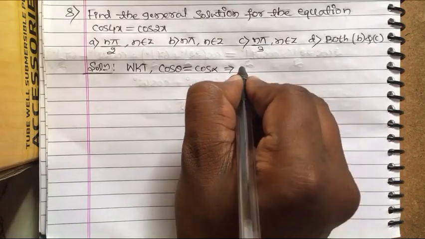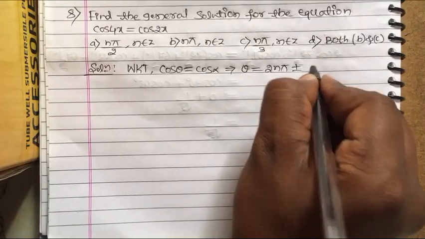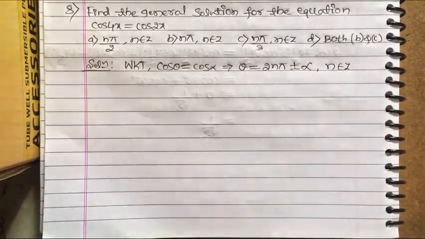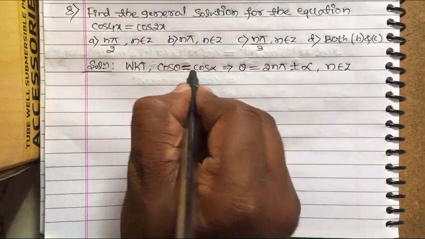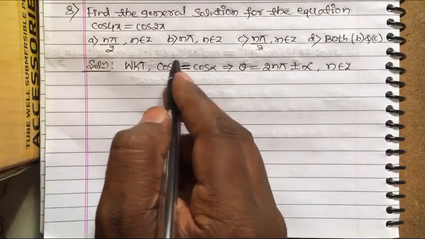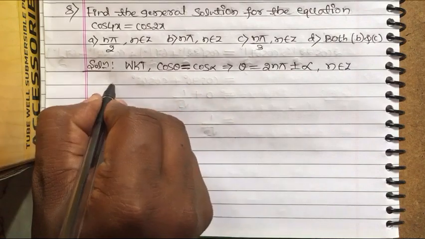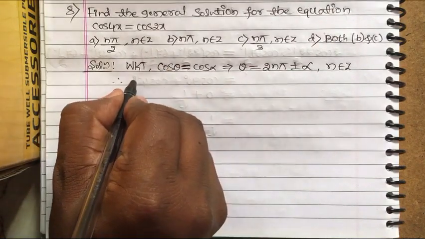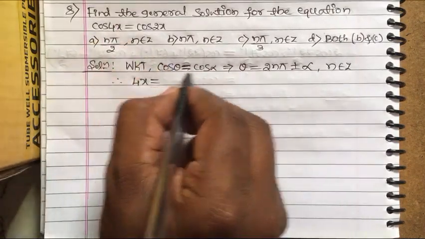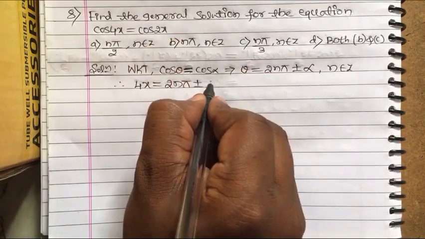This implies theta equals 2n pi plus or minus alpha, n belongs to z. So here z indicates integer. Now the given function is in this form, cos 4x equal to cos 2x. In place of theta we have 4x, in place of alpha we have 2x, and therefore we get 4x equals 2n pi plus or minus alpha. What is alpha? It is 2x.